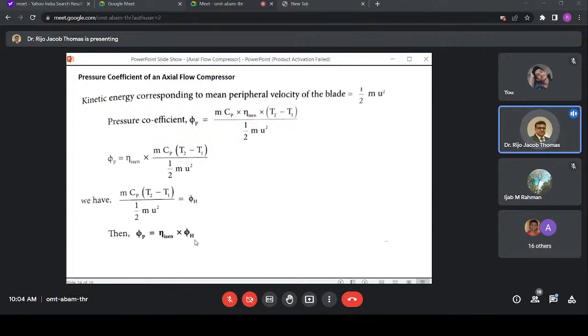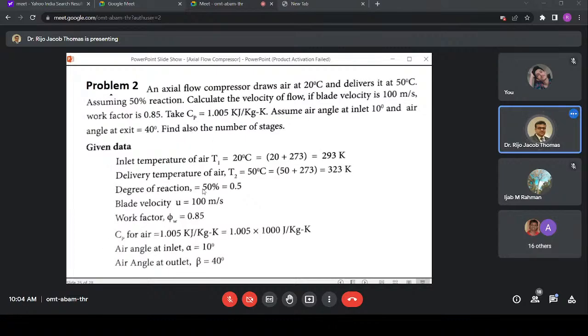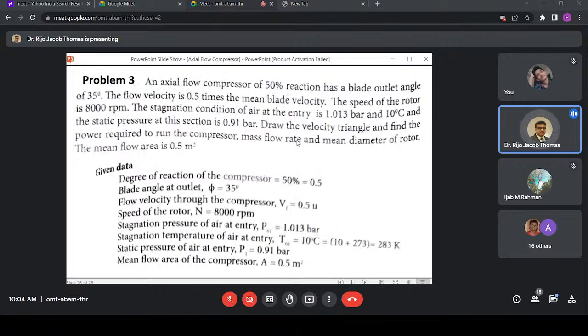Okay, this is a problem where you need to find out the number of stages and also the flow velocity. Okay, a simple problem. For this also I'll give you the solution. This is a typical problem that can be asked.